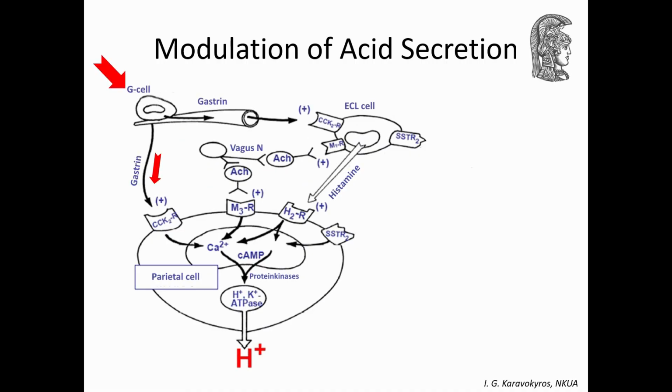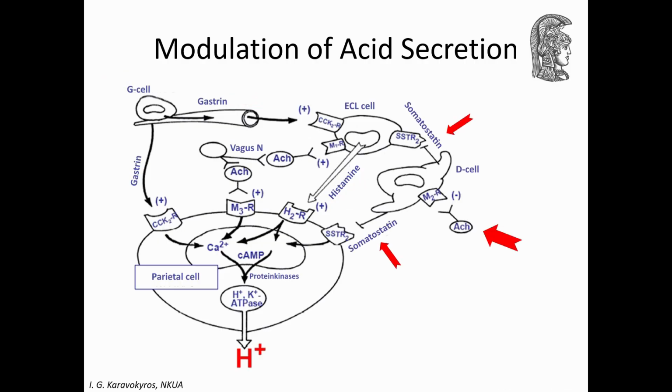Food in the stomach and gastric distension lead to gastrin release from the G cells of the antrum, pylorus, and duodenum. Gastrin activates cholecystokinin 2 receptors of the parietal cells, causing acid secretion, but also of the enterochromaffin cells, causing histamine release with a subsequent secondary acid release through the H2 receptors of the parietal cells.